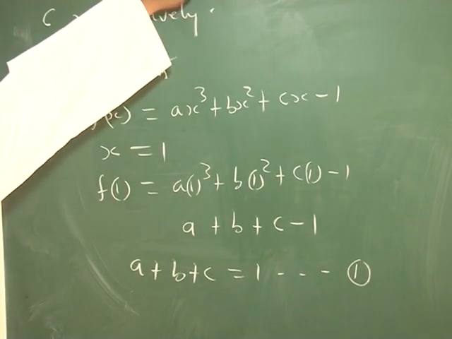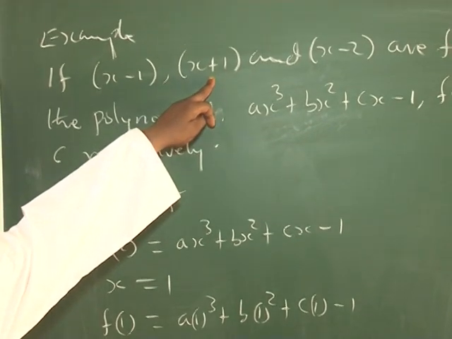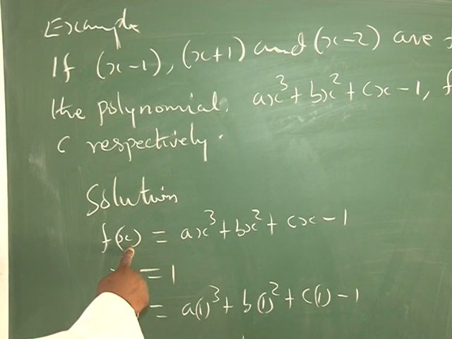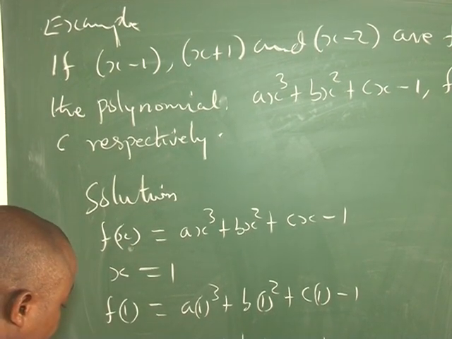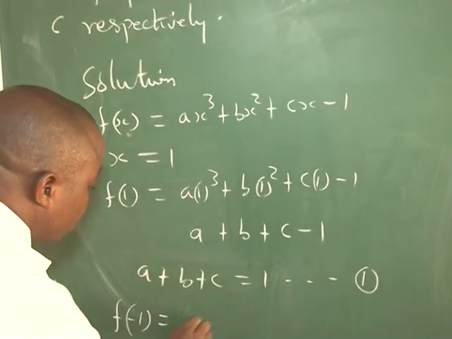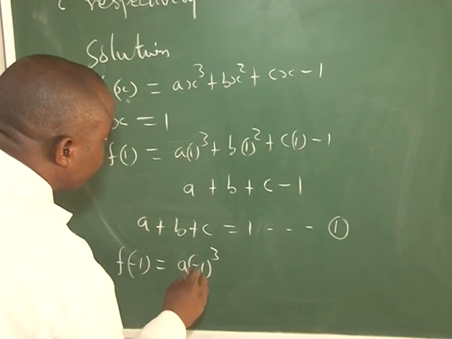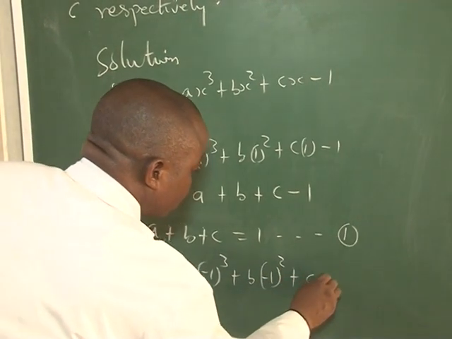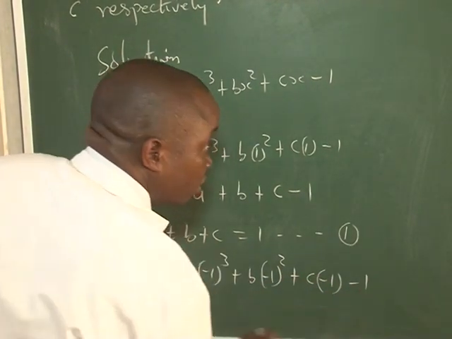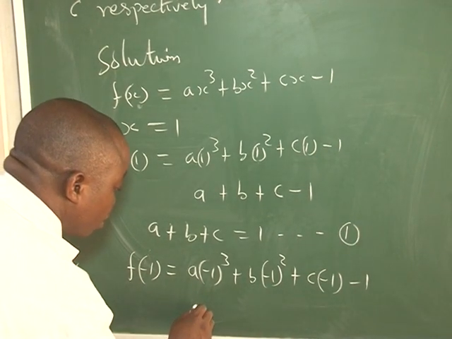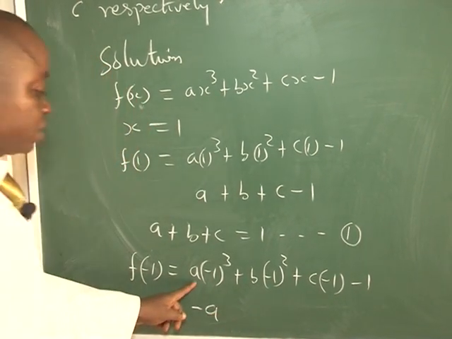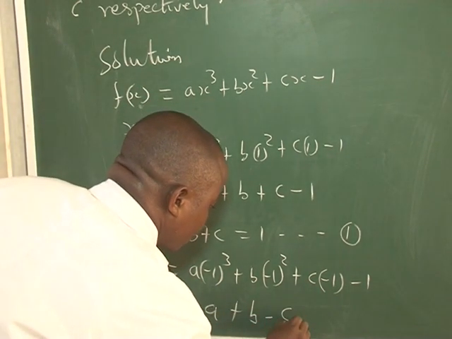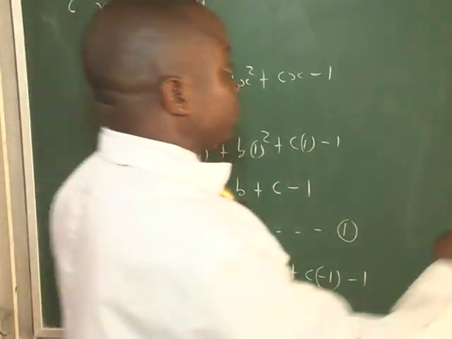Also, from this, making x the subject of the formula, we will have x is equal to minus 1. Now, substituting in f of x, we will have f of minus 1 equal a times minus 1 cube plus b times minus 1 square plus c times minus 1 minus 1. And that will give us minus a, look at this, minus a plus b minus c minus 1.